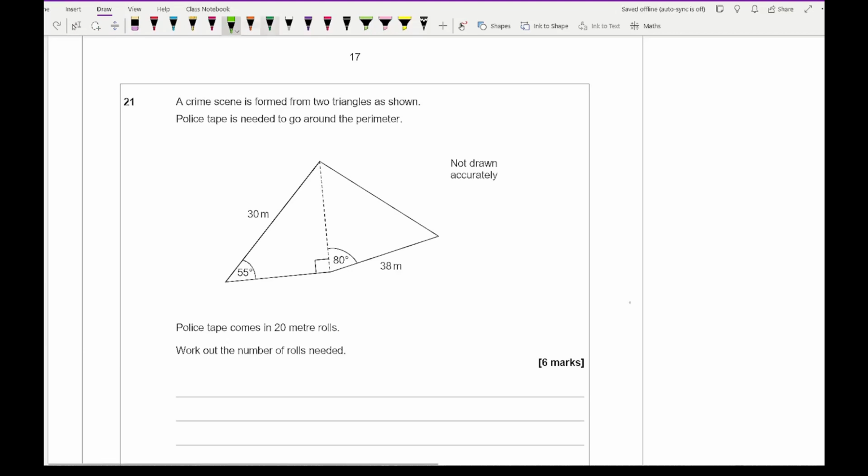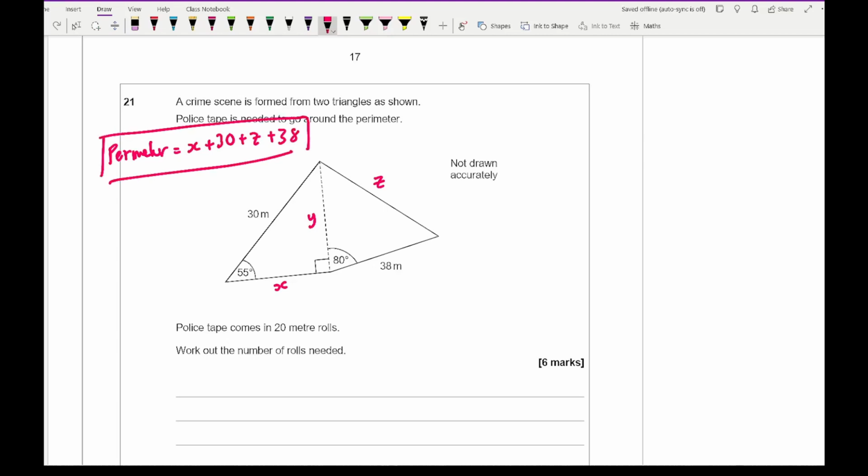So for this, let's first of all work out each of these individual parts. So if I label this as x, and let's call this y, and let's call that z. So the perimeter equals x plus 30 plus z plus 38. And let me put a little box around that so I know what that is. So let's now work out the individual bits.